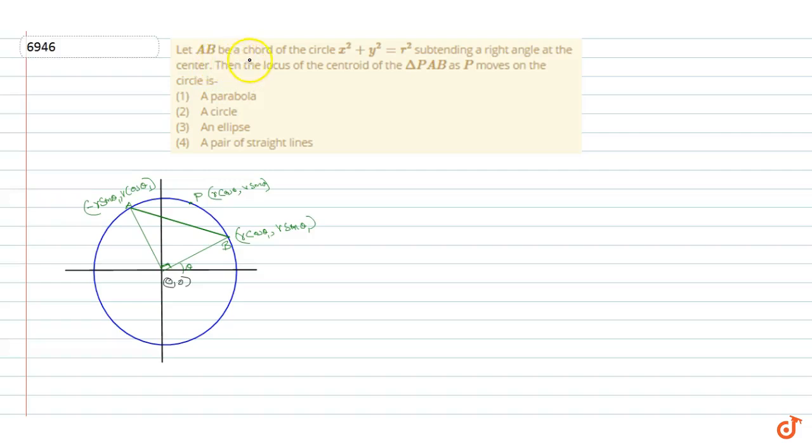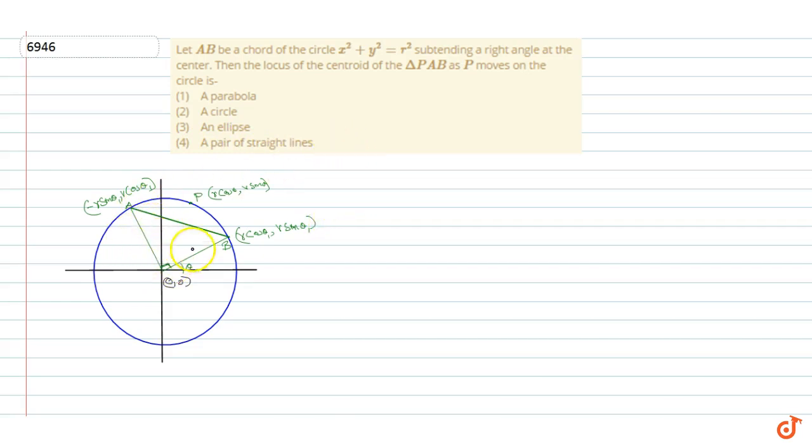In this question, let AB be a chord of a circle x square plus y square is equal to r square, subtending a right angle at the center. Then the locus of the centroid of the triangle PAB as P moves on the circle is 1. A parabola, 2. A circle, 3. An ellipse, 4. A pair of straight lines.